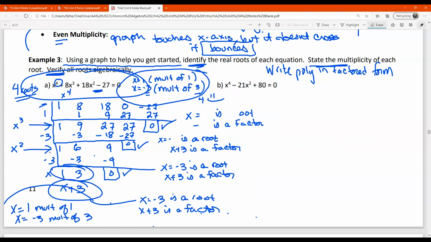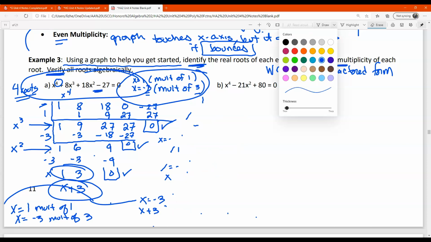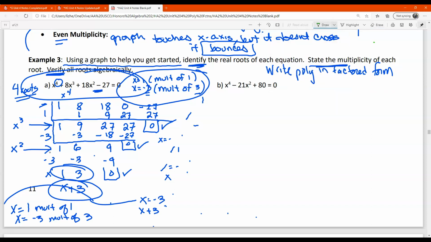I think I need a little more space. Get rid of some of this. Okay. Let's get a new color. How about fluorescent green? Okay.